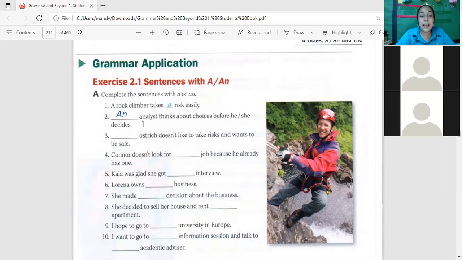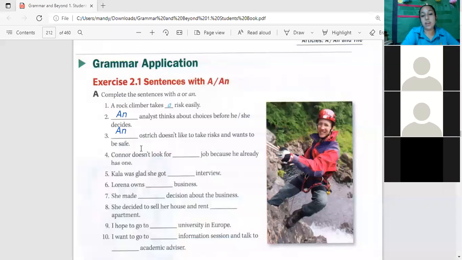Three, an ostrich doesn't like to take risks and wants to be safe. In that case, we say this one is "an," okay, thank you. Number four, Connor doesn't look for a job because he already has one. Yeah. Okay. Kayla was glad she got an interview. Yeah. Okay, she got an interview. Lorena owns a business. Yeah. She made a decision about the business.